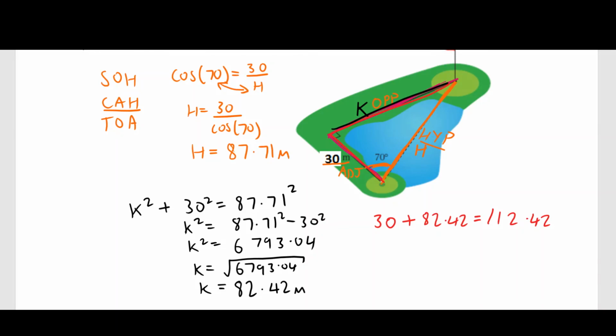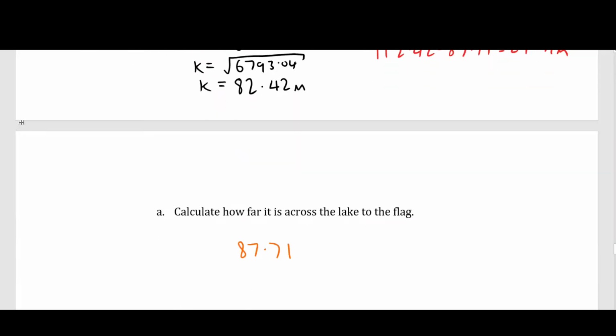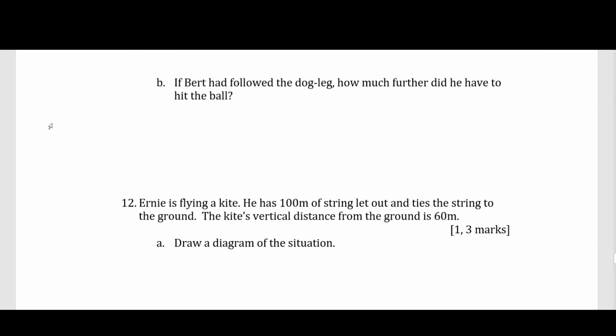112.42. And let's look, how much longer is that than just hitting across the lake? So it's going to be 112.42 take 87.71, which leaves us with 24.71 meters. So if Bert followed the dogleg, how much further did he have to hit the ball? 24.71 meters.